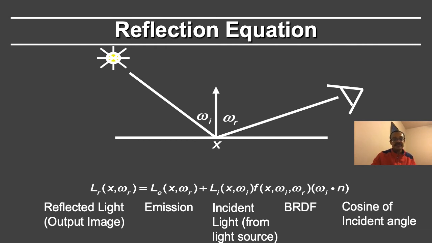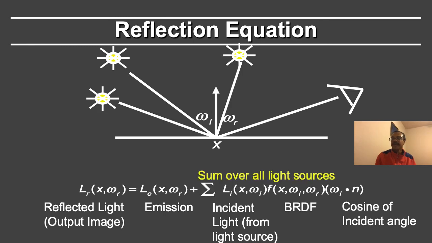That's fine, that's for one light source. What happens if you have multiple light sources? Well, using the linearity of lighting, we simply sum over all of the light sources in the scene. And indeed, you've done that already in your ray tracer in your earlier OpenGL assignments in CSE 167.